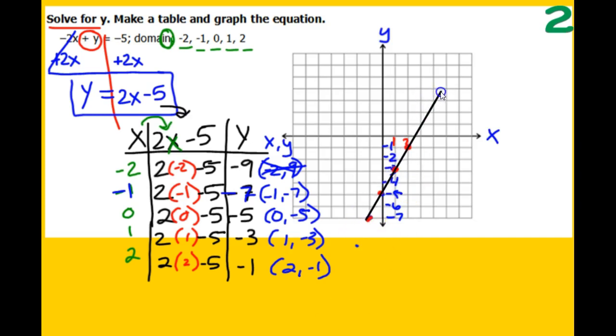So draw your line through those points. You can connect the dots there, they should form a nice straight line, and put arrows on the end to show that it could go on in both directions.